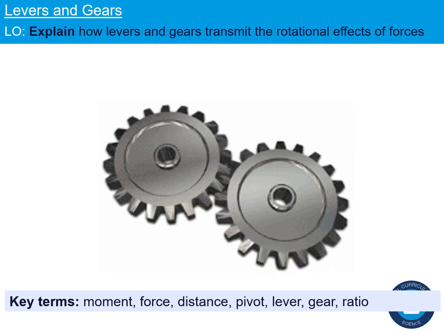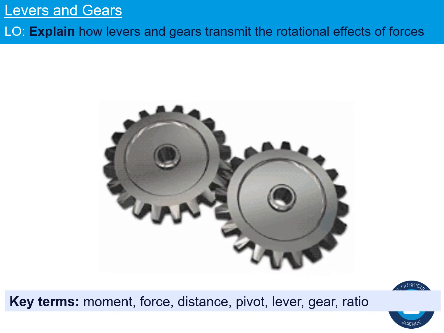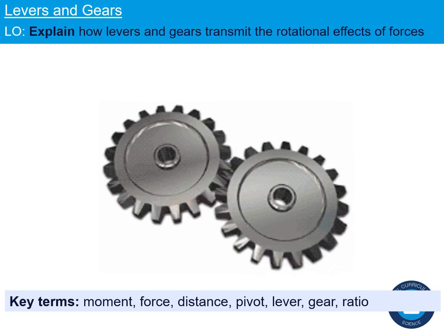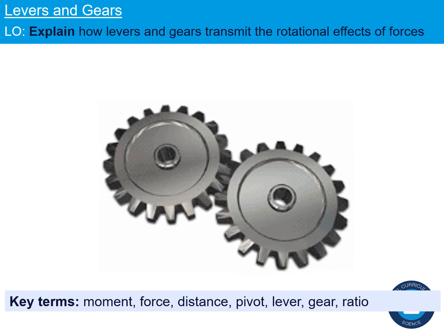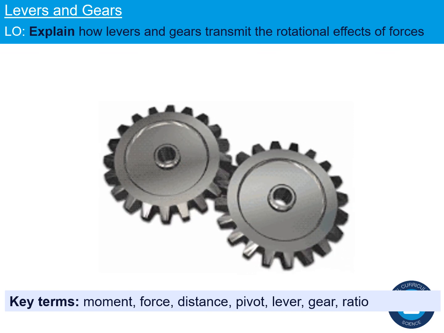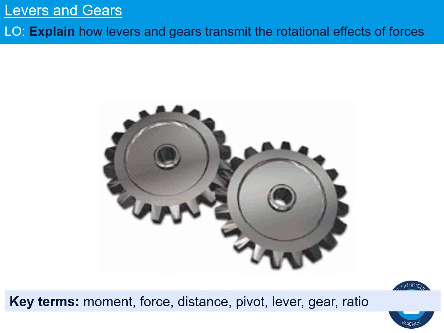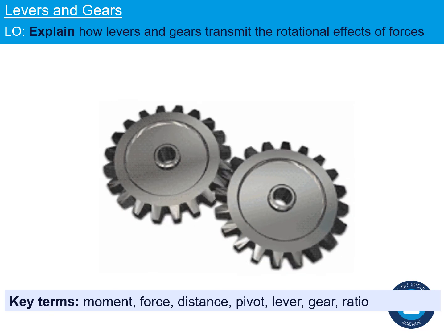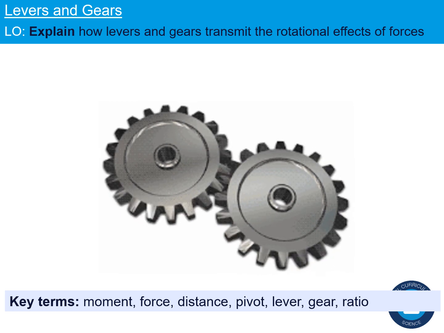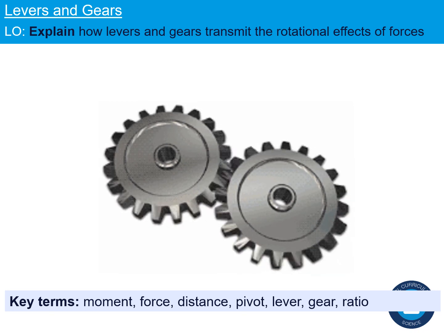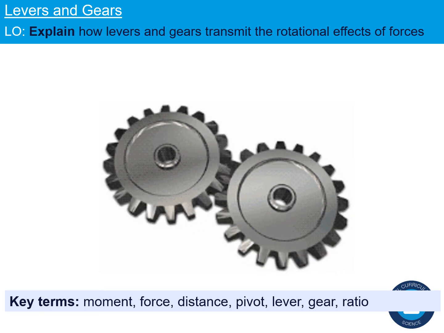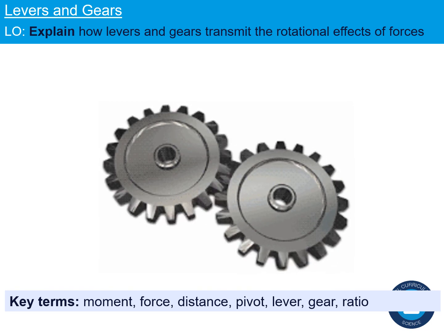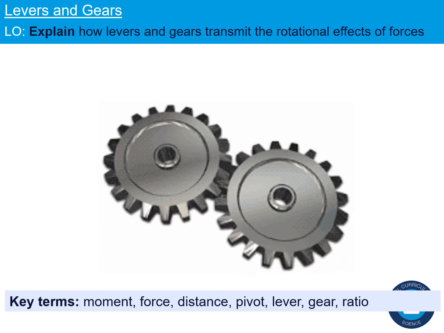You can see that the left-hand gear is turning in the clockwise direction, and as a result, the right-hand gear is being turned in the anti-clockwise direction. So we can see that we have changed the direction. We have changed from going clockwise to anti-clockwise. But if we look at the speed of both of these, it is the same. If you identify one of those teeth and time how long it takes to make one complete loop, it takes the same amount of time for both of these gears. So in this example, we have managed to change the direction, but we have not changed the speed.